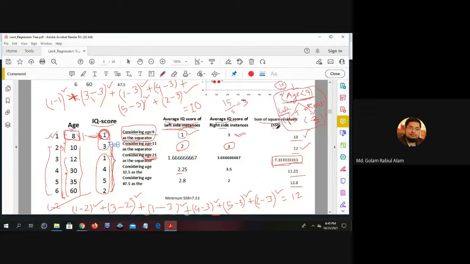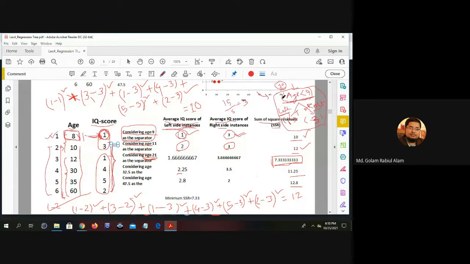So we are talking about the prediction. Maybe one person's age is just 10. Then using just this part, we can predict that his prediction is 3, because based on his age, the IQ score will be 3. So here, the average IQ score of left side instances is 1 and the average IQ score of right side instances is 3. Based on this, we can also predict.